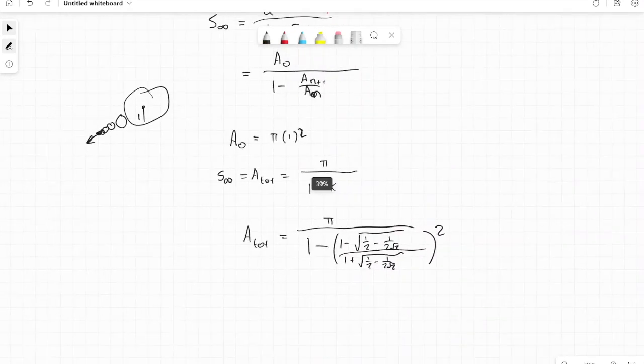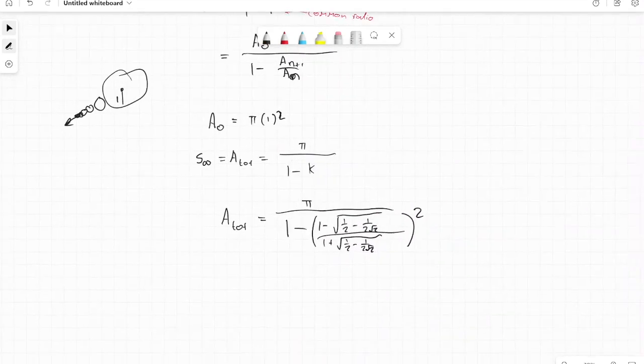So we've done that by using our geometric sum formula, because it converges, because k was less than 1. And that's it.